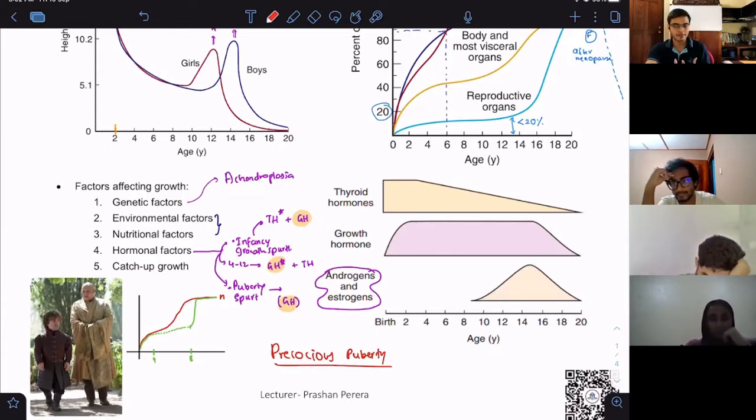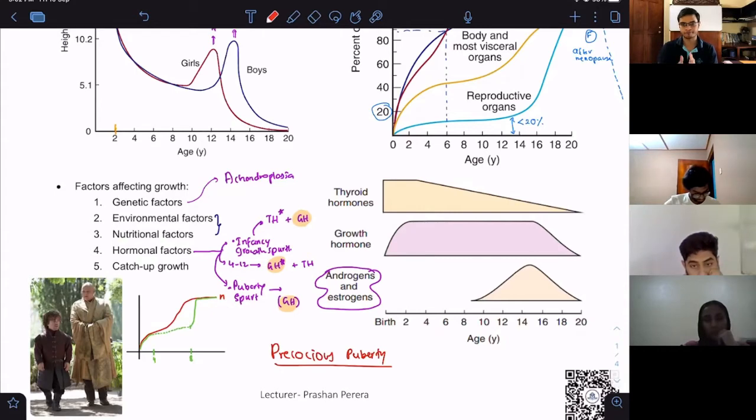Now tell me this, guys. Look at this. When we look at growth, in infancy, mainly thyroid hormone and growth hormone help. From 4 to 12, mainly growth hormone. In puberty, mainly androgens and estrogens. If I am asking you all this question, does growth hormone play a role in precocious puberty?